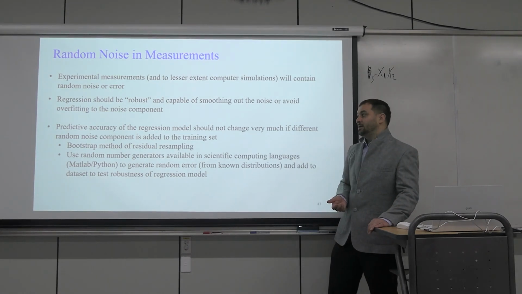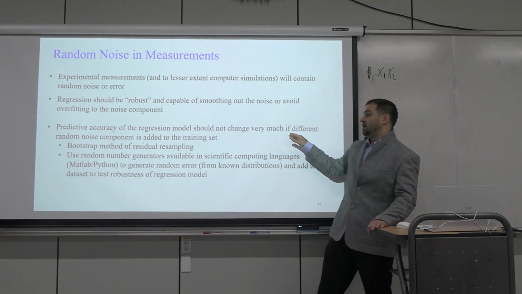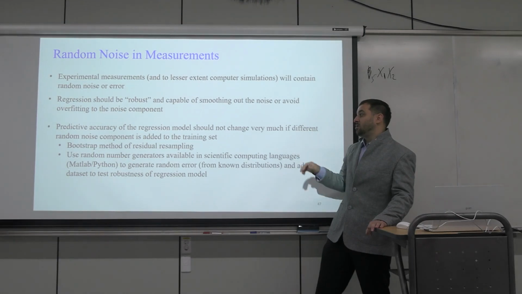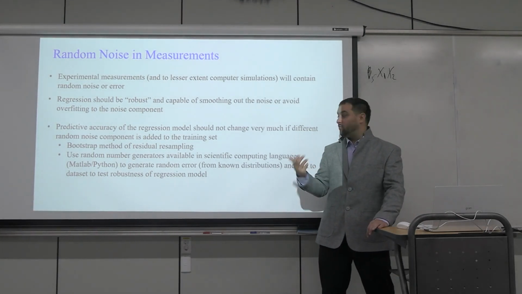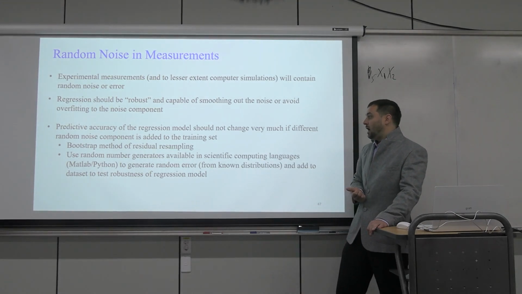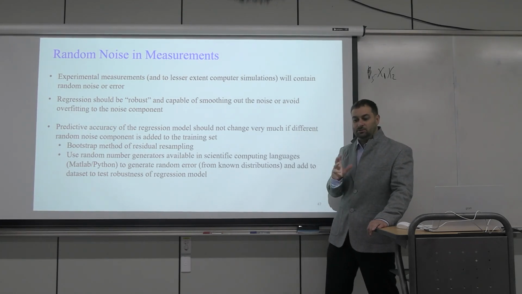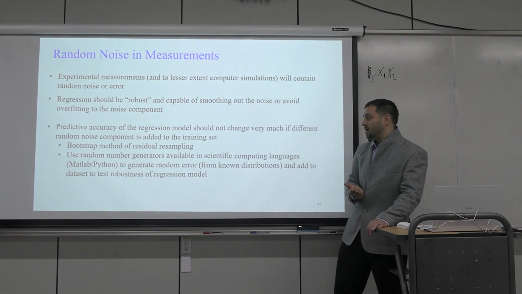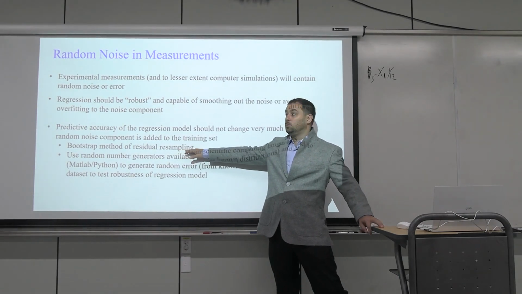On the other hand, the predictive accuracy of the regression model should not change very much if a different random noise component is added to the training set. Remember, the training set is the data that we perform the regression on. There are different methods of adding different types of random noise to your data set to assess the robustness of your regression model. One method from maybe the 1970s is called the bootstrap method of residual resampling.